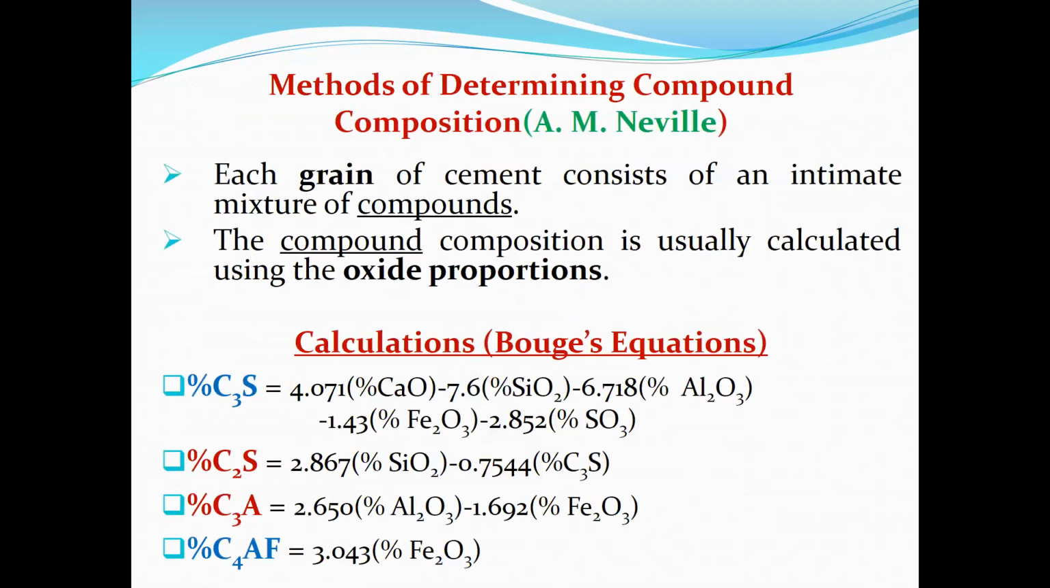Methods of determining compound composition. This part is taken from the book of M. Neville. Each grain of cement consists of an intimate mixture of compounds, and the compound composition is usually calculated using the oxide proportions. For example, the Bogue equation gives the percentage of C3S.